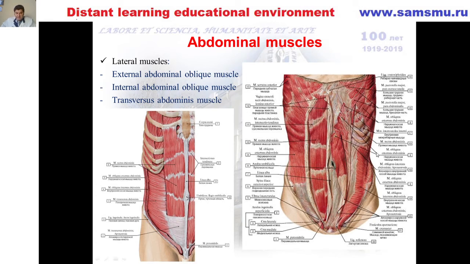iliac spine, folding back on itself to form a groove. The border, artificially separate from the rest of the aponeurosis, is called the inguinal ligament, ligamentum inguinale. You may see the part of this ligament here.